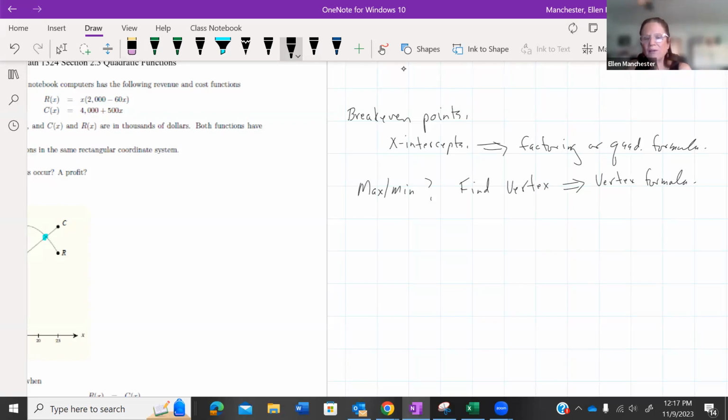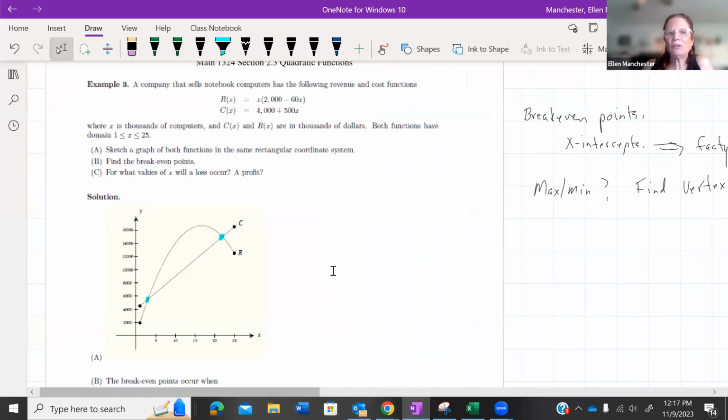When you're looking for break-even points, what are you looking for? You're looking for the x-intercepts. How do you do it? You do it by factoring your quadratic formula. If you're looking for the maximum or the minimum, you find the vertex. How do you find the vertex? You use the vertex formula. Okay, so those two things are going to be key in being able to get through any of these word problems. So here we go.